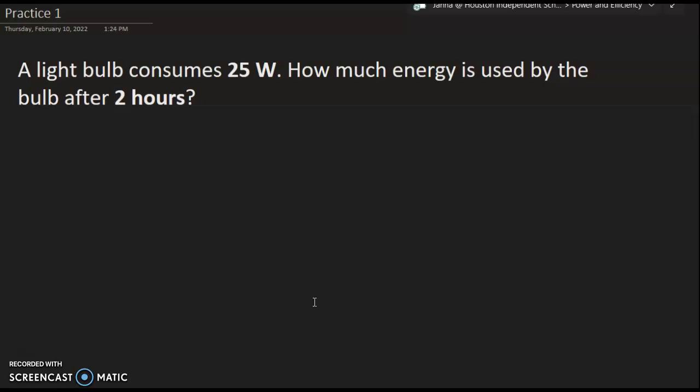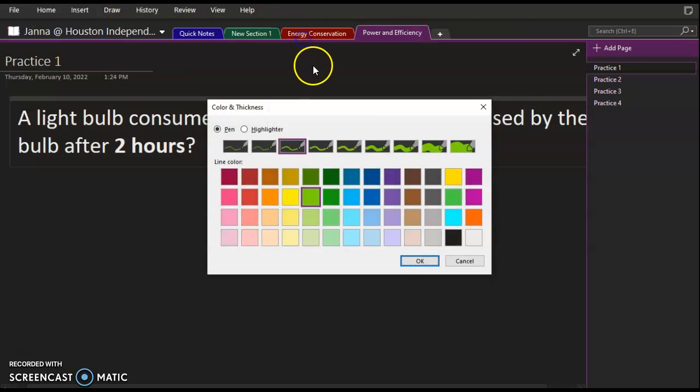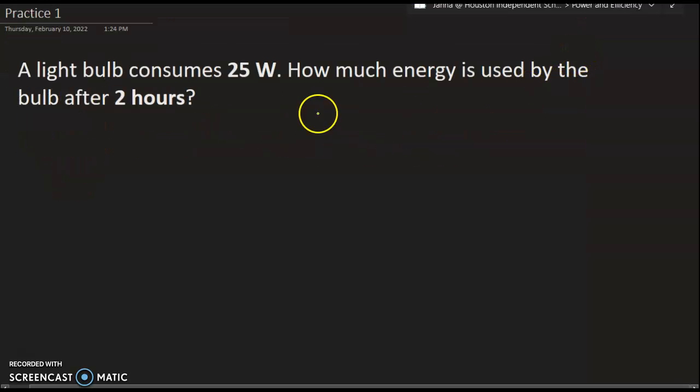Let's get started. A light bulb consumes 25 watts. That capital W is not working anymore. It stands for the unit watt. 25 watts. How much energy is used by the bulb after 2 hours?